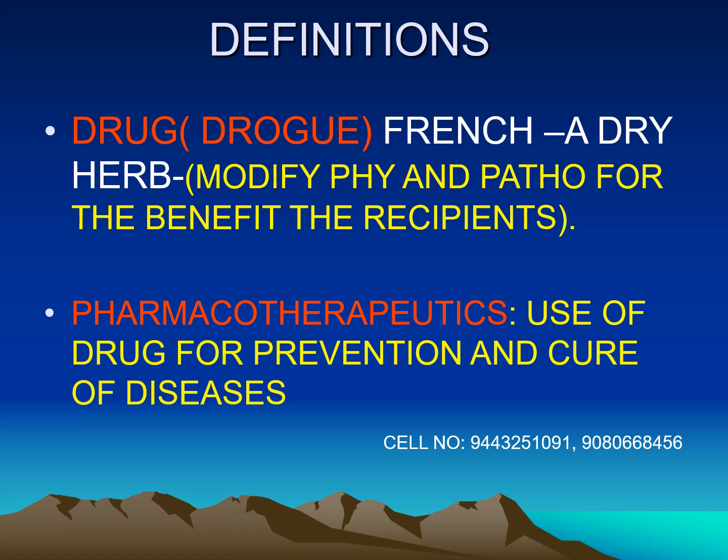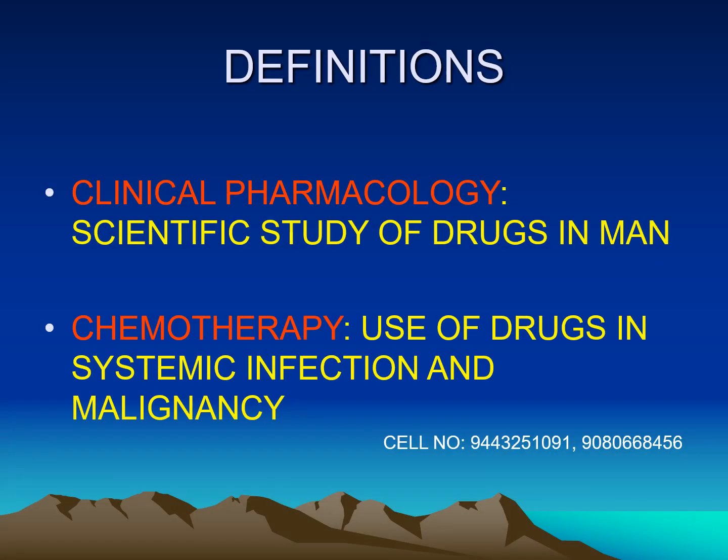Then the other definition is pharmacotherapeutics. It is the use of drugs for the prevention and cure of diseases. Clinical pharmacology is the scientific study of drugs in man. Clinically, how we study the effect of the drug in human beings, we call clinical pharmacology. A lot of things are involved. Clinical pharmacology is evolving as a big field after doing MD pharmacology, that's DM clinical pharmacology.